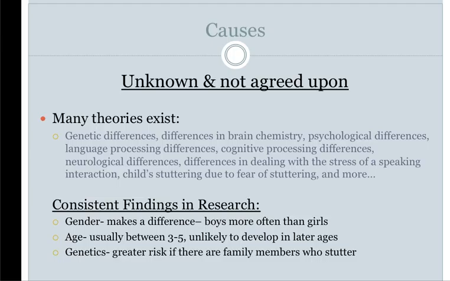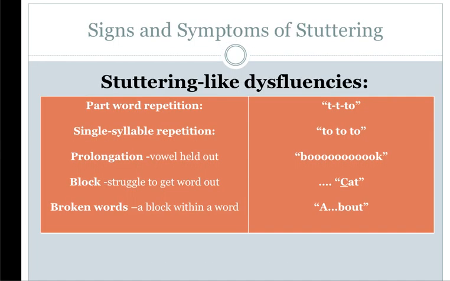There are some consistencies within the research, including the influence of gender, where boys are more likely to stutter than girls. Age: it's more likely for individuals to start stuttering between 3 and 5. And genetics: an individual is at a greater risk of stuttering if they have a family member who stutters.